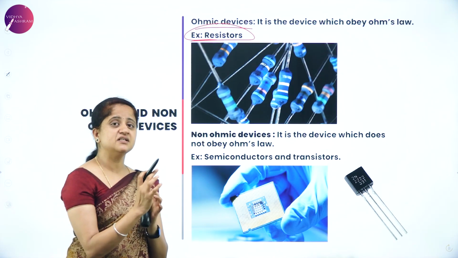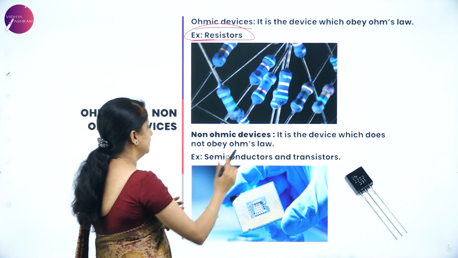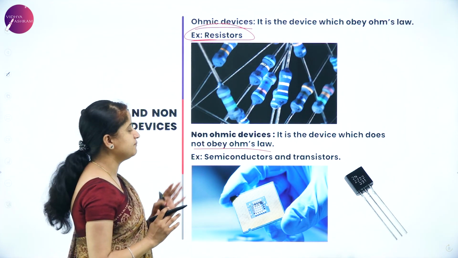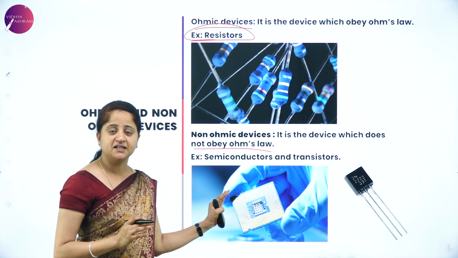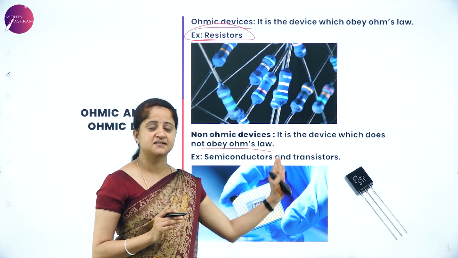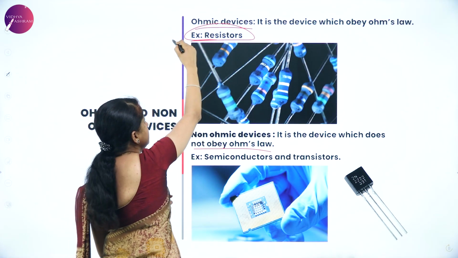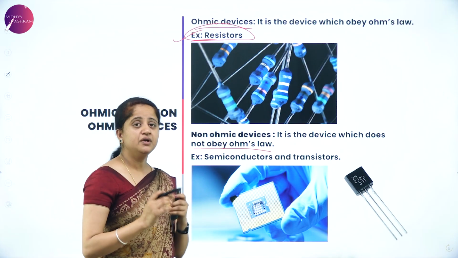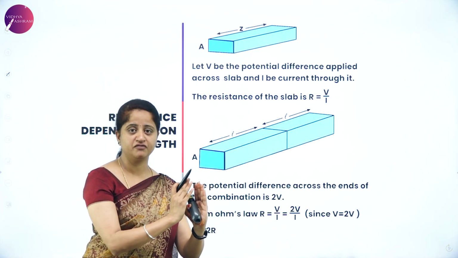And what are the devices which do not obey Ohm's law? The devices that do not obey Ohm's law are called non-ohmic devices. What are the examples for non-ohmic devices? The examples for non-ohmic devices are semiconductors and transistors. They do not obey Ohm's law. And about these semiconductors and transistors, we are going to discuss in the upcoming chapters. Now, in this chapter, we will discuss resistors and resistance. Now, we know what is the meaning of resistance. It is nothing but the opposition offered to the flow of charges.